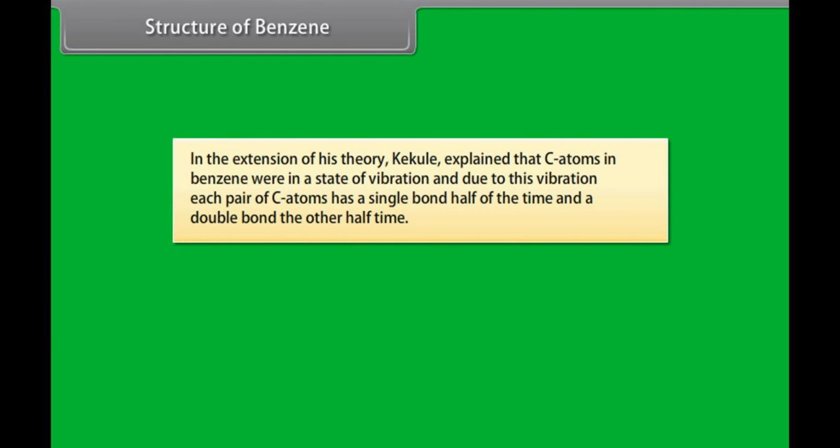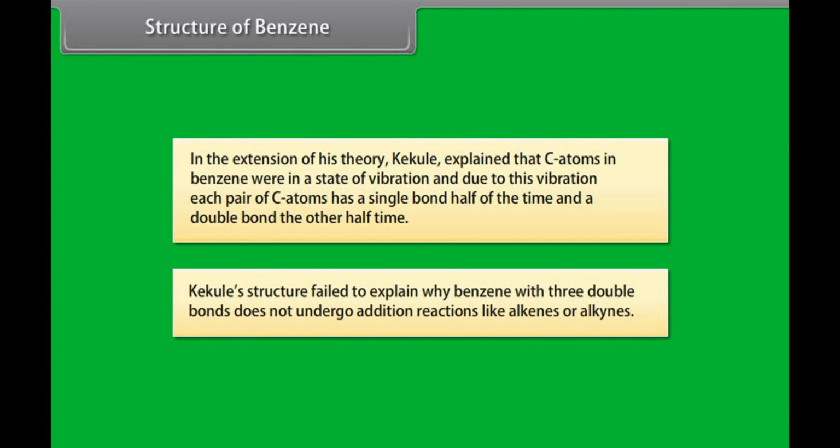In the extension of his theory, Kekulé explained that C atoms in benzene were in a state of vibration, and due to this vibration, each pair of C atoms has a single bond half of the time and a double bond the other half of the time. Kekulé's structure failed to explain why benzene with 3 double bonds does not undergo addition reactions like alkenes or alkynes.